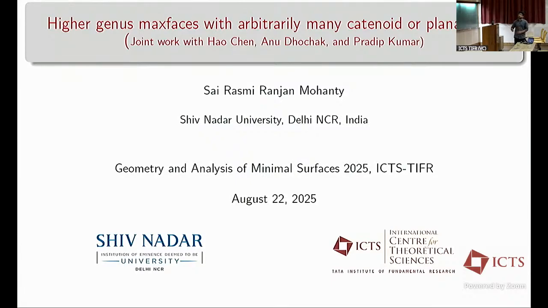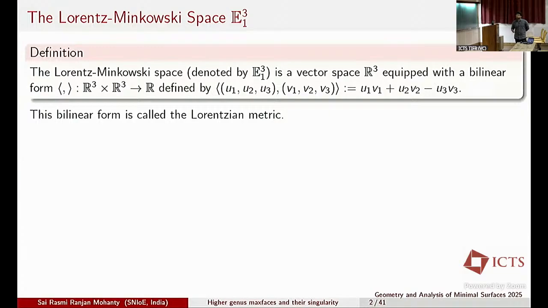I will quickly go through the basic definitions of the Lorentz-Minkowski space and maximal surfaces in it. The Lorentz-Minkowski space is the vector space R3 equipped with a bilinear form. For any two vectors u1, u2, u3 and v1, v2, v3, it is defined as u1 v1 plus u2 v2 minus u3 v3. This bilinear form is called the Lorentzian metric.